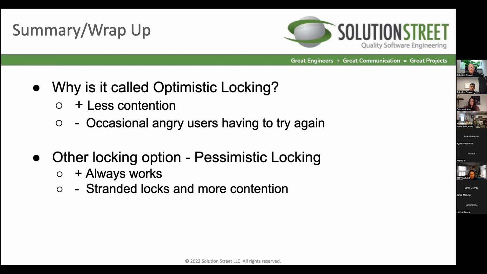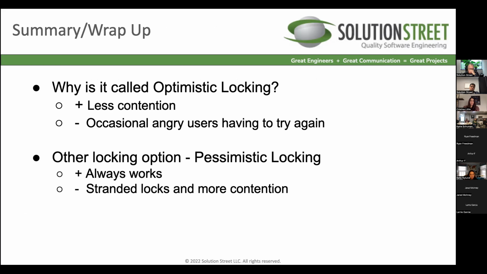So what we learned is optimistic locking. So why is it called optimistic locking? Because you're being optimistic that contention is probably not going to happen. And if it does, you're just going to have them try again. The pros of optimistic locking are less contention. The negatives are occasional angry users having to try again.